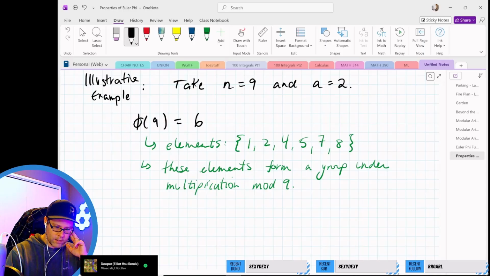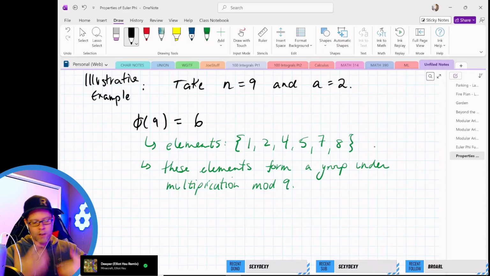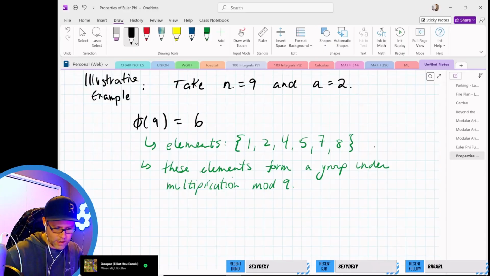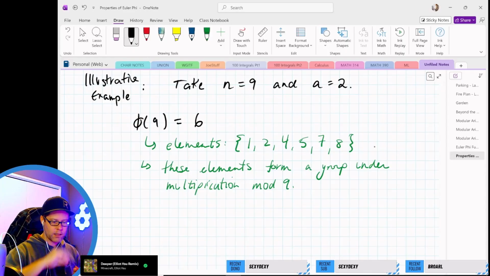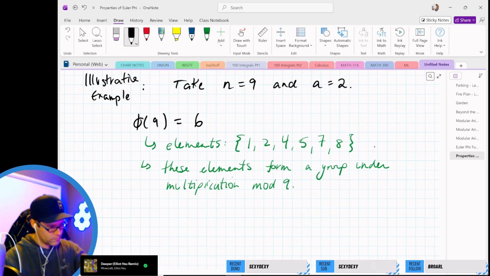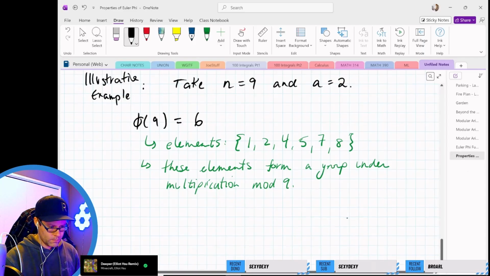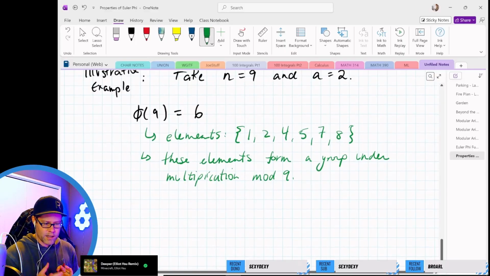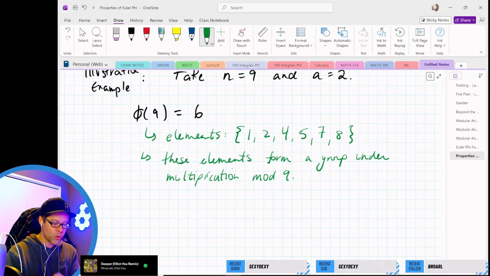That's going to be 7 mod 9, and then 2 to the 5 is 32, which should be our 5 mod 9, right? So 2 ends up being the generator of this cyclic group, for those of you that know that terminology. Everything is going to have an inverse here because it's a nice closed loop cyclic group that has a generator. So we have a bunch of elements, and these elements form a really interesting mathematical structure called a group under multiplication mod 9.